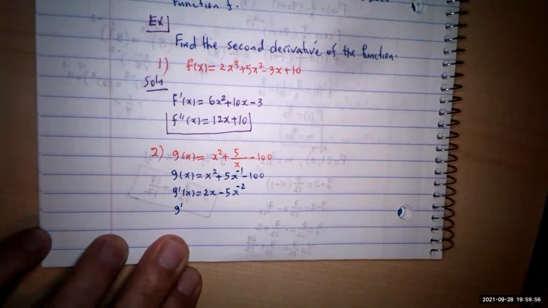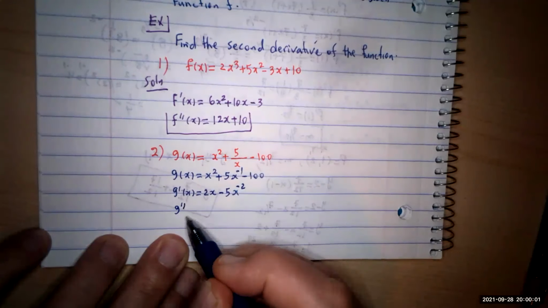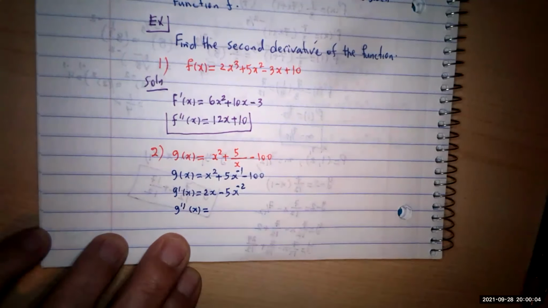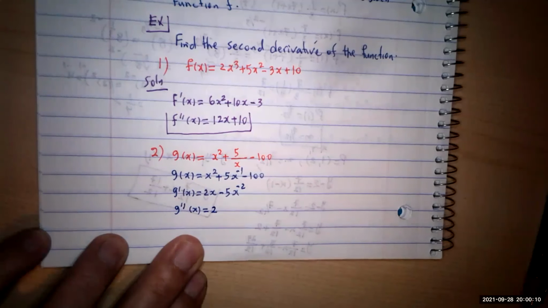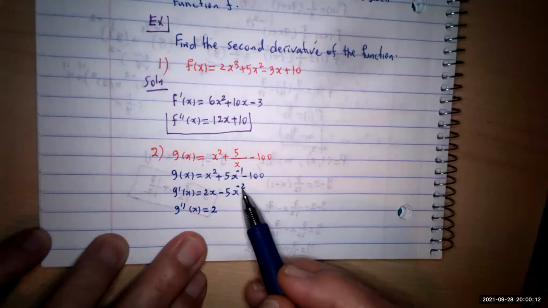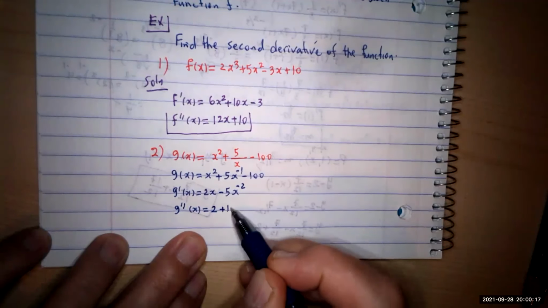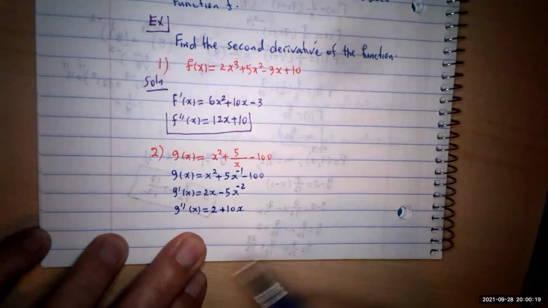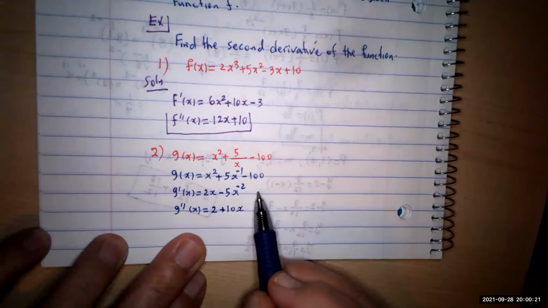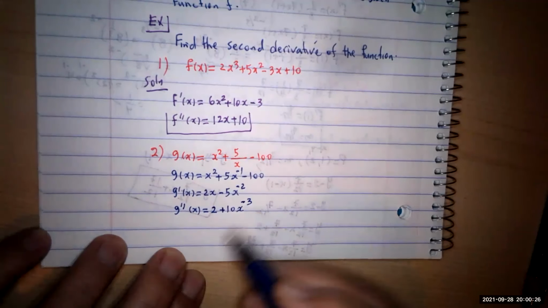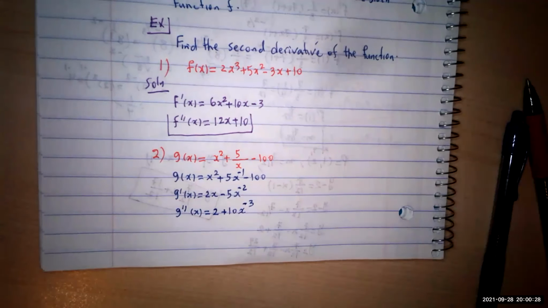Now we want the second derivative, so we have to continue. G double prime. Again, 2 times 1 would be 2, 1 down, we get 2 only. Then we have to repeat this one. -2 times -5 would be +10, +10 x to the, again, 1 down, -2 minus 1, which is -3. You see, that will help you to be able to write it down nicely.